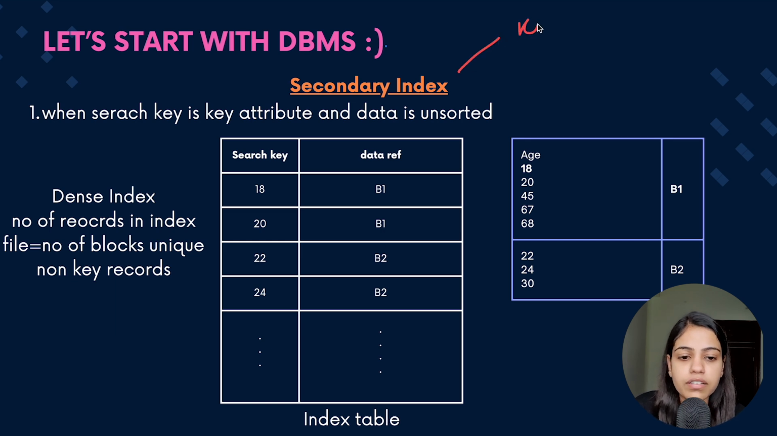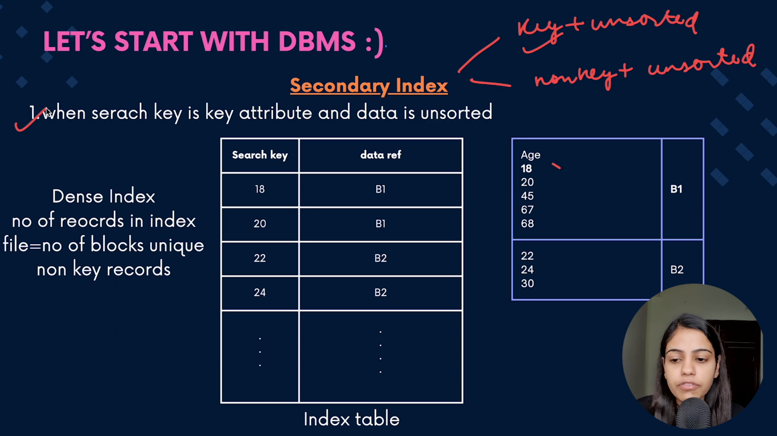Case one is when the search key is a key attribute and the data is unsorted. And the second is when the search key is a non-key attribute and the data is also unsorted. So let's learn about the first case. Here we have selected age, which is a non-key attribute, and the data is also unsorted. Here you can see 18, 20, then 45, 67, 68, then 22, 24, 30.